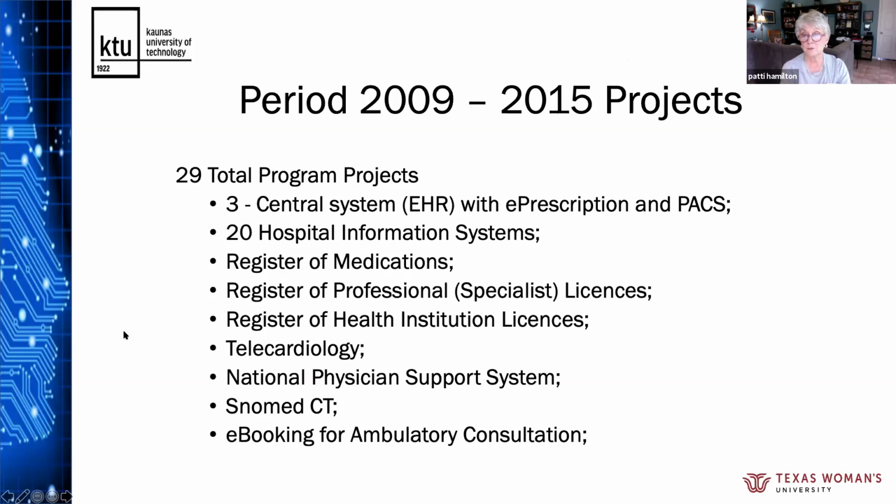Now, in 2017, when this report on eHealth was created, there were 29 programs, and here they are listed. Hospital information, there were 20 hospitals that were part of the hospital information system. There was a register for medications, for specialists, for institutional licensing. There was a telecardiology program in place, National Physician Support System. And here's something odd looking, SNOMED CT, and we'll learn more about that.